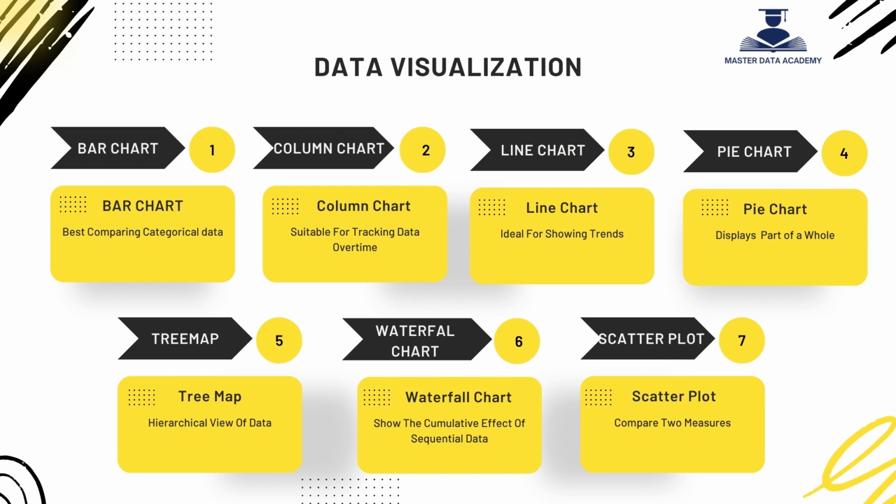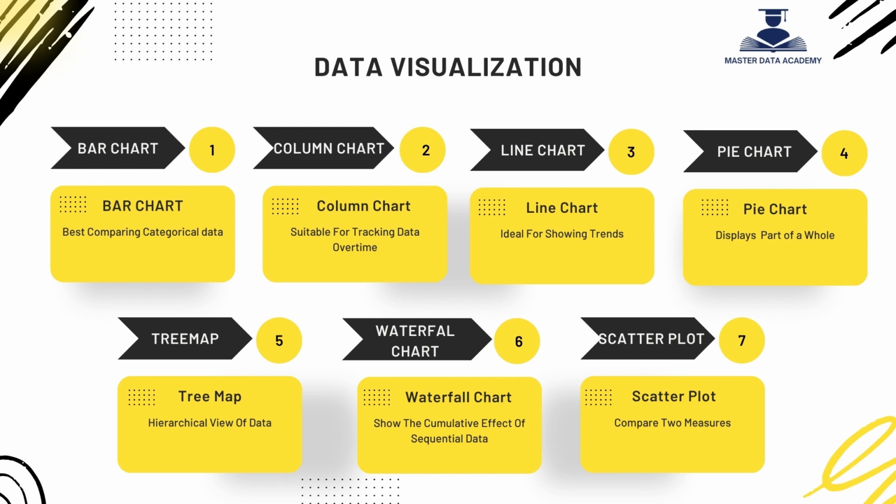5. Tree map. Tree map offers a hierarchical view of data. It displays data using nested rectangles, making it easier to compare categories and subcategories at once. 6. Waterfall chart. A waterfall chart shows how an initial value is affected by a series of positive and negative changes. This is particularly helpful in financial data to explain profits or losses step by step.